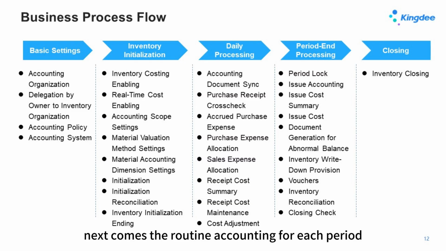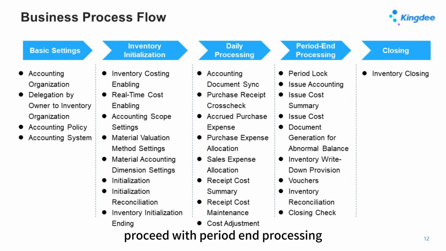Next comes the routine accounting for each period, including expense, accrual, and allocation, receipt accounting, and more. After maintaining the routine accounting properly, proceed with period-end processing. Once the period-end processing is completed and reconciliation is verified with no errors, you can carry out period-end closing.